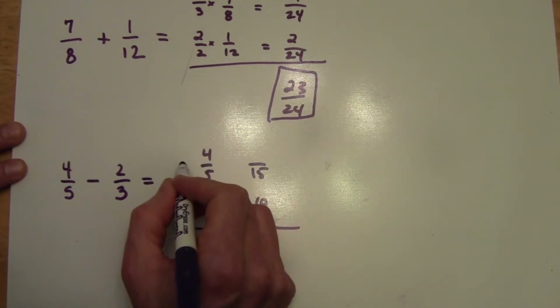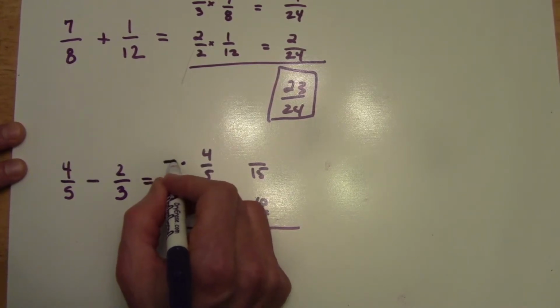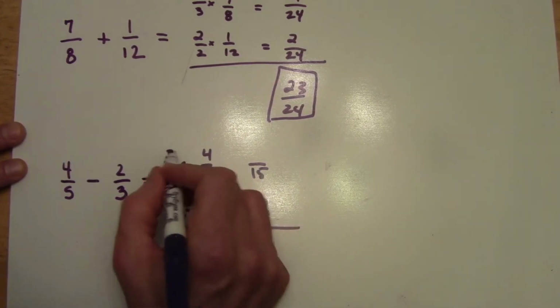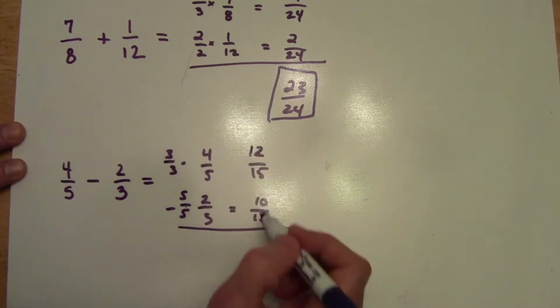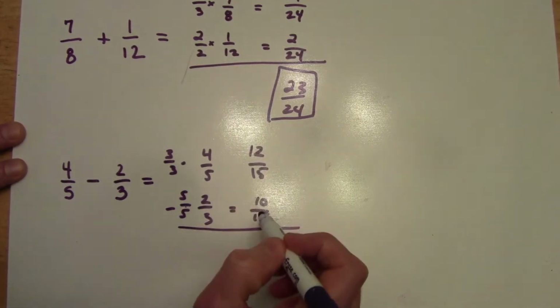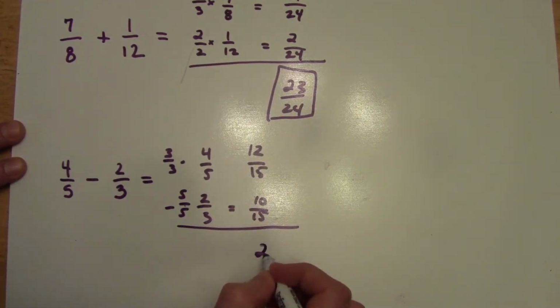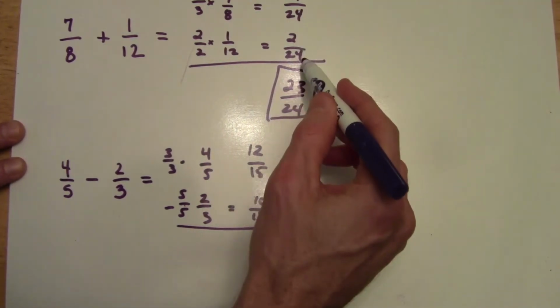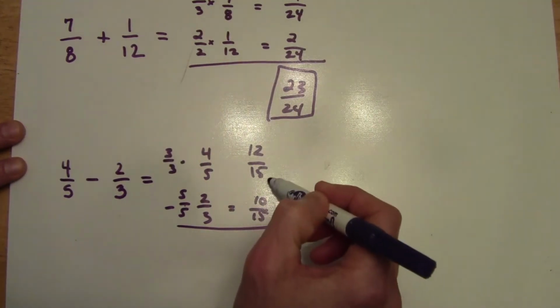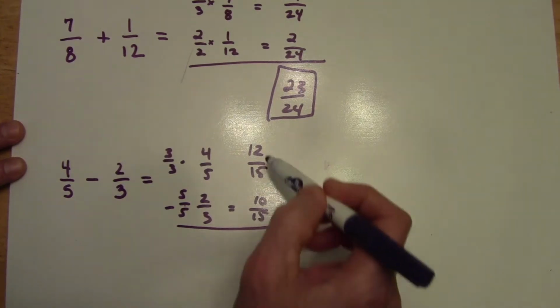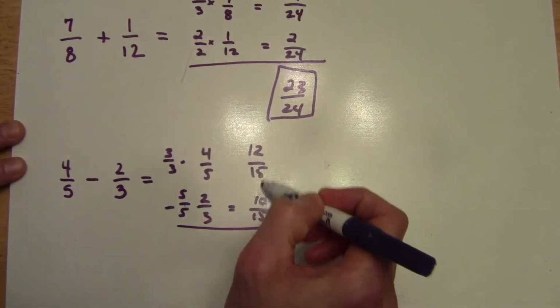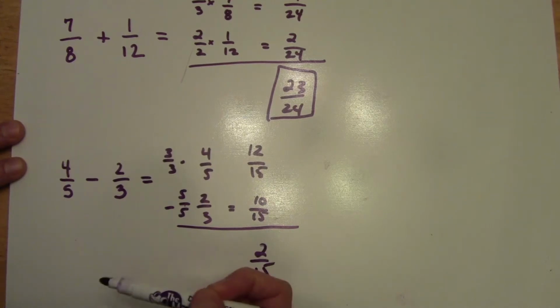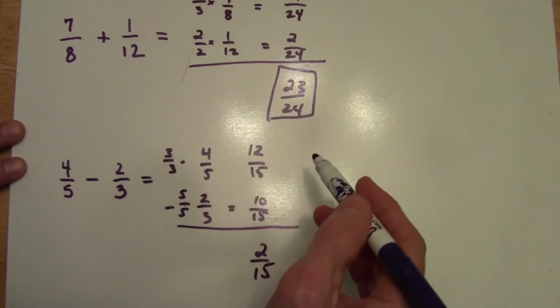And then I'll multiply the same thing here. 3 over 3. 3 times 5 is 15. 3 times 4 is 12. So now I can do the problem. 12/15 minus 10/15, 2/15. So when you're adding and subtracting, once you find the common denominator, you just bring the denominator down, and then you just go ahead and do the arithmetic with the numerators. So far, so good.